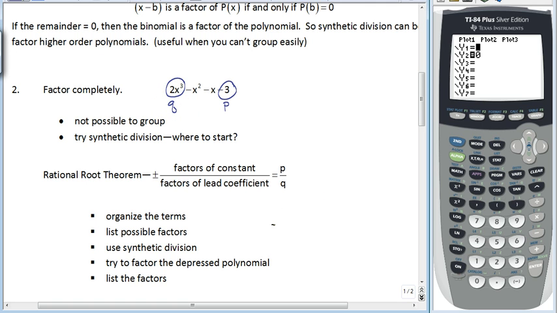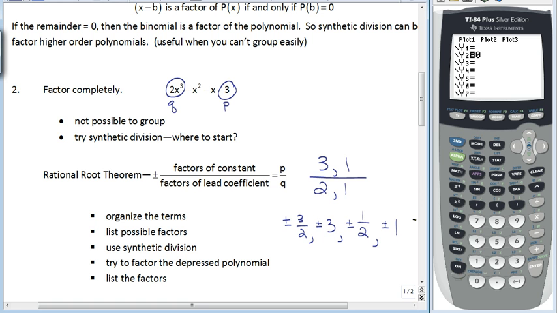Okay, what we're going to do is, what are our factors of 3? 3 and 1. What are our factors of 2? 2 and 1. And then what you do is list every possible combination, and what we're going to do here is list plus or minus. We have 3 halves. We have plus or minus 3 over 1, which is just 3. Then we have our 1, so we do plus or minus 1 over 2. And then we have our plus or minus 1 over 1, which is 1.